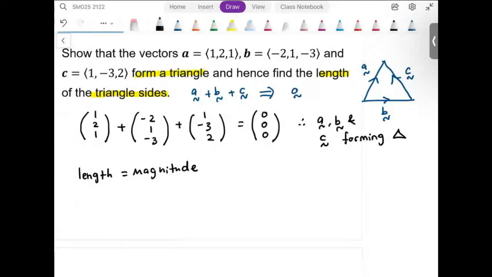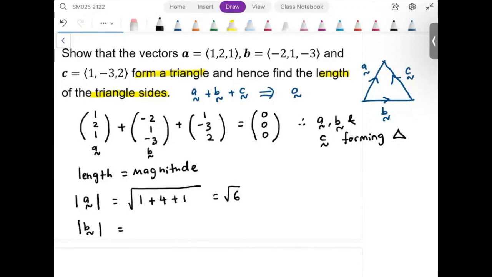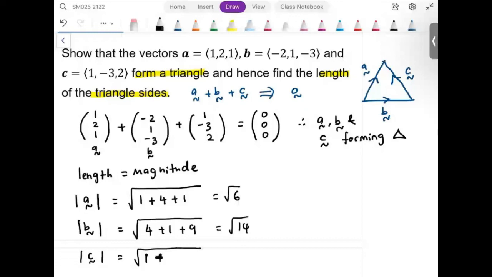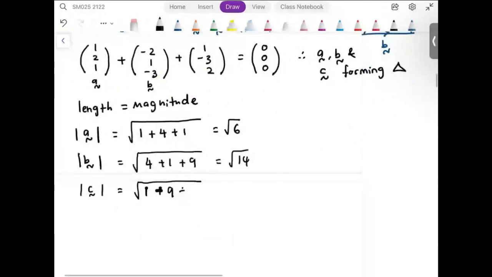So, kita kena cari magnitude for each vector. So, start with vector A. So, magnitude of it would be, ingat, square each element. So, we have 1 plus 4 plus 1, root 6. Okay. For vector B pun sama. Dia suruh cari magnitude. So, we have 4 plus 1 plus 9, root 14. And then last one for vector C, we have 1 plus 9 plus 4, also root 14. Dah siap.